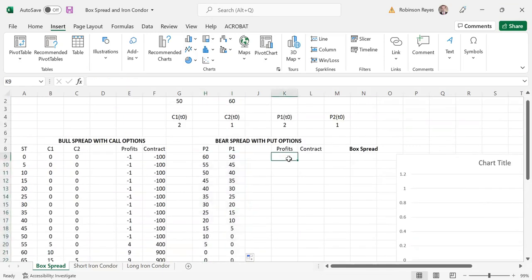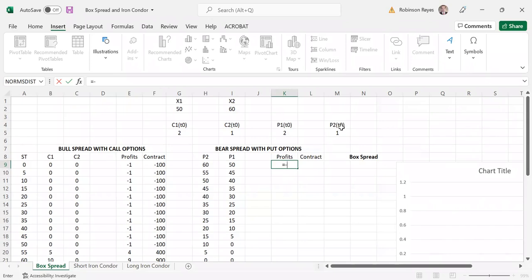And there we go. Now we have the profits. So let's keep in mind the story. In a bear spread, we're buying high strike, we're selling low strike. So we are buying negative the high strike put. The high strike put is P2 because P2 is the put option linked to strike X2. So we'll invest, we pay $1 for that.